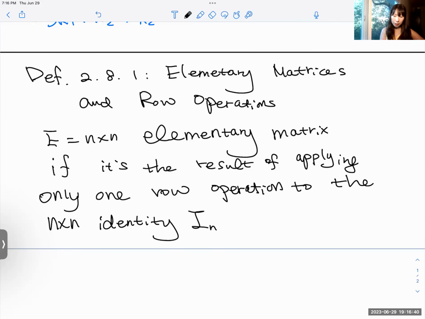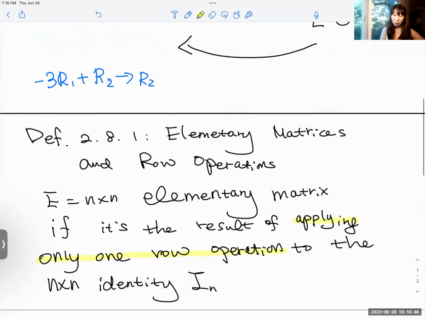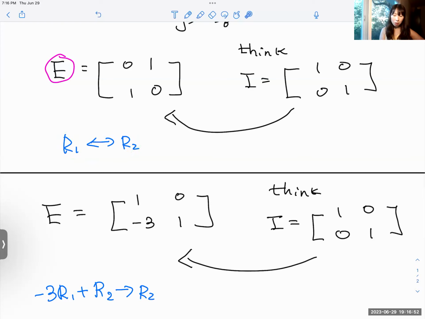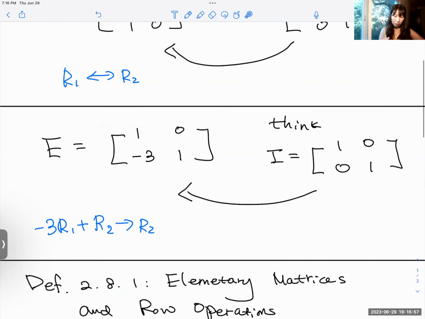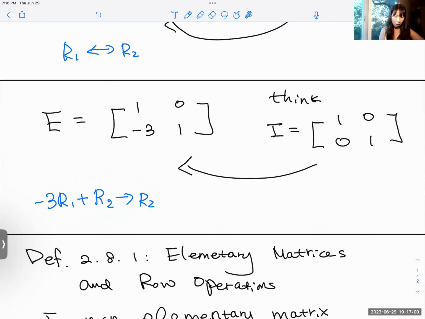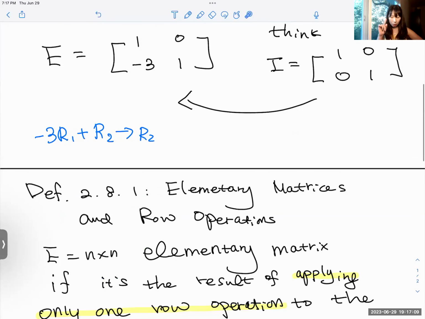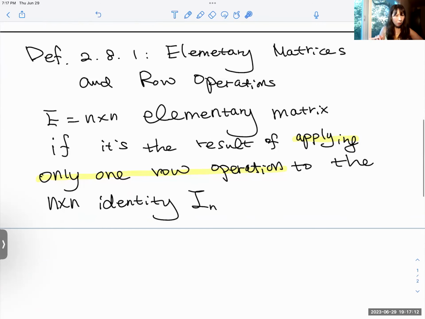Only one means nothing else. Just interchange the rows, only one. Here, multiply by a scalar. Add to another row, replace. This is a replace, right? Only one.